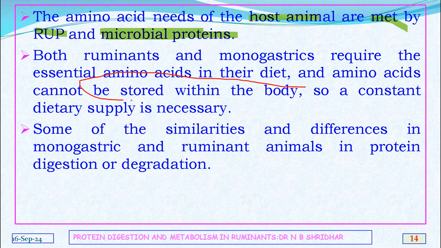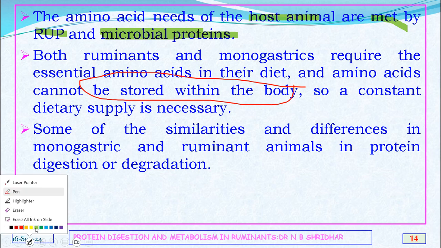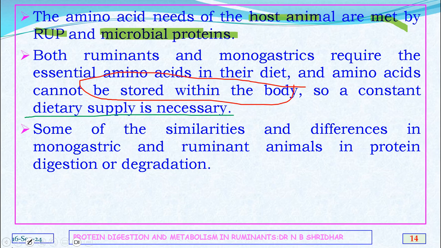Amino acids cannot be stored within the body. So a continuous supply of protein through the diet is very much required. Hence, proteins always need to be supplied continuously, because they cannot be stored in any other form like fat, etc. So they need to be supplied by dietary supplementation of proteins.